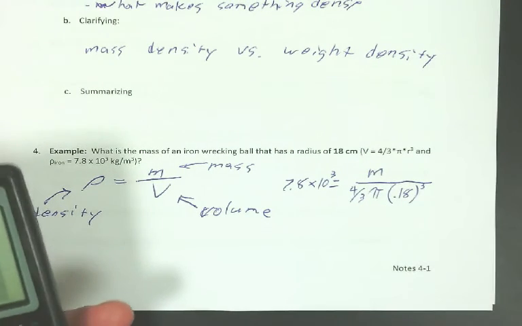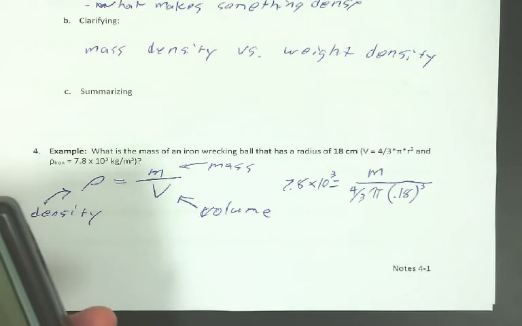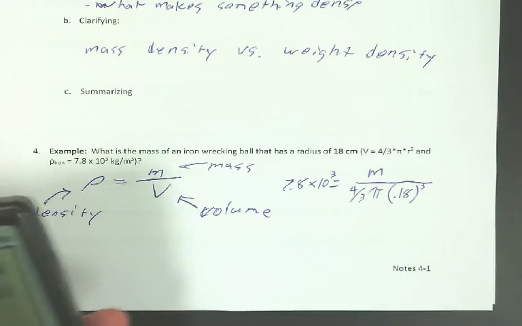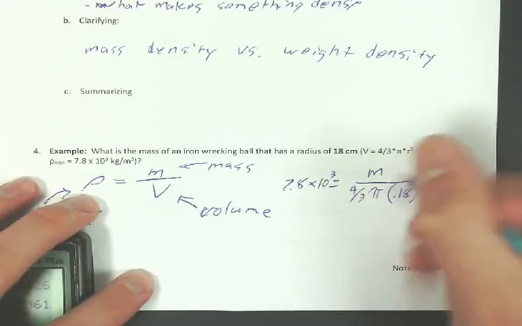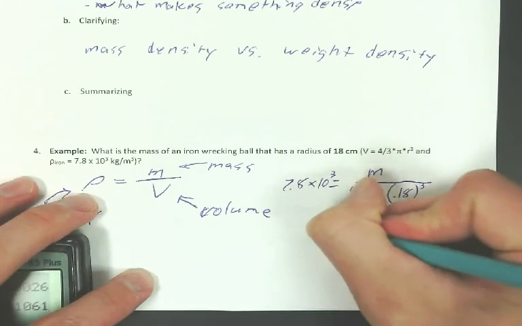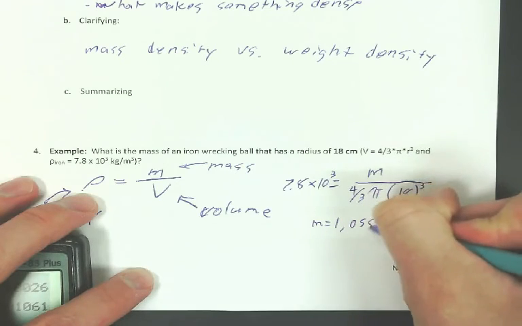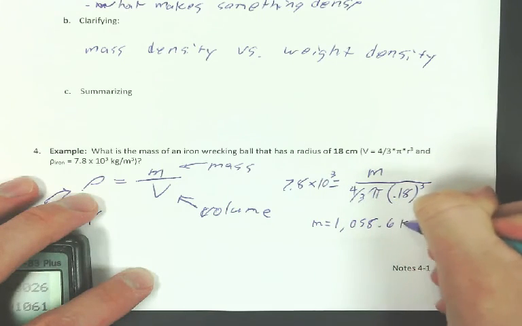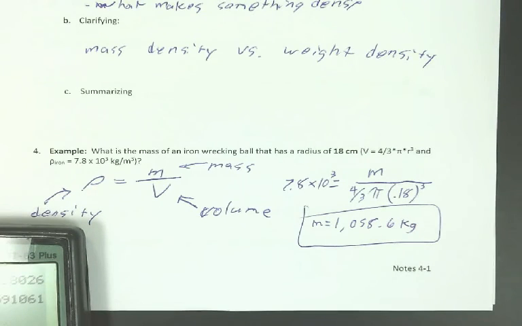So 7.8 times 10 to the third. Make sure you're doing that in scientific notation. I get 1,058.6. Okay, there you go. Pretty straightforward on solving density problems.